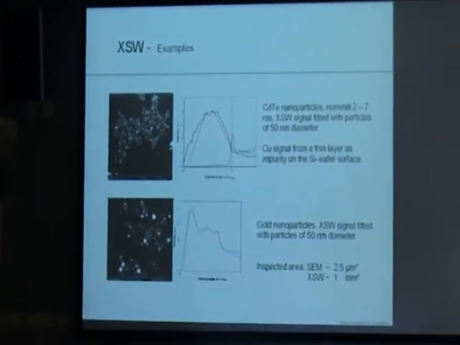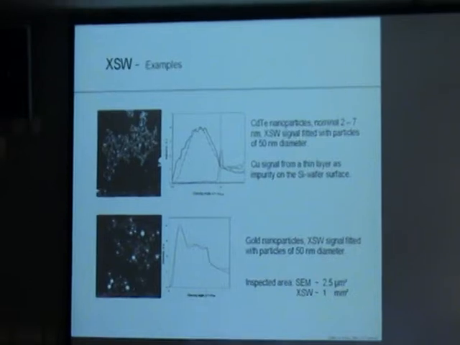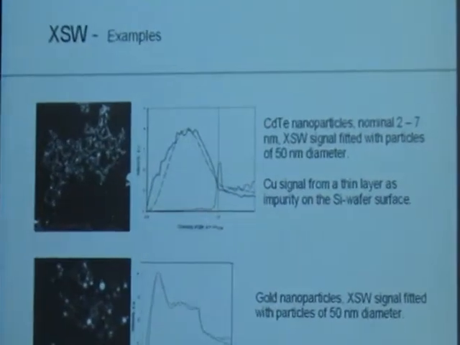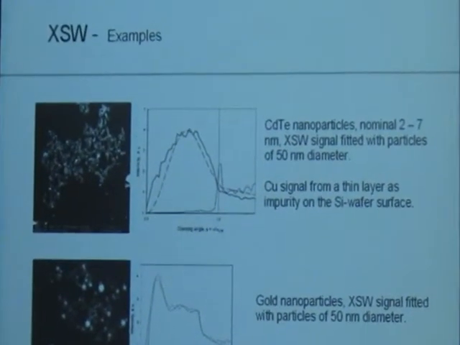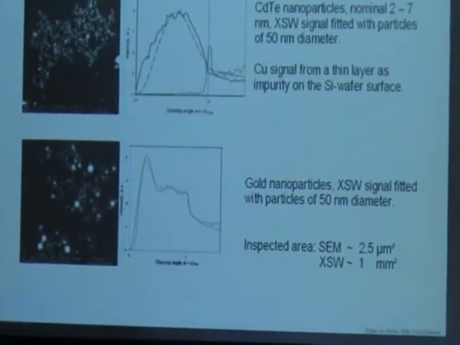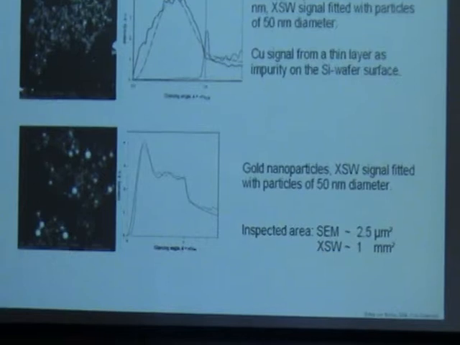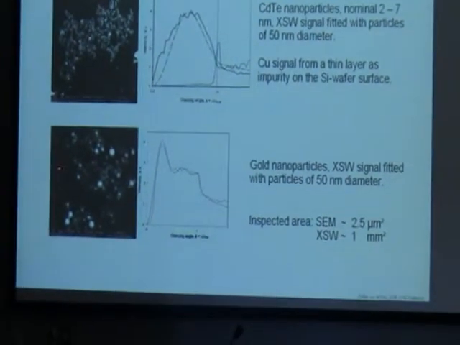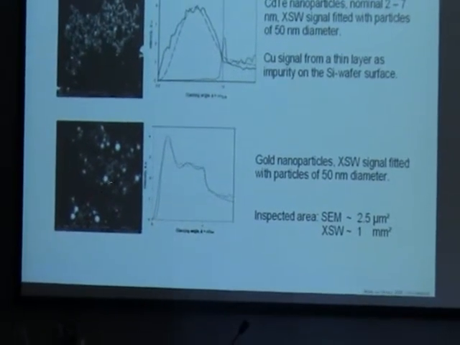In the same way, we are looking at 2.5 square micrometers, and in the case of XSV, we are illuminating about 1 square millimeter. So we are not sure if we are in the right position, or how much the influence of these big particles is present or not.